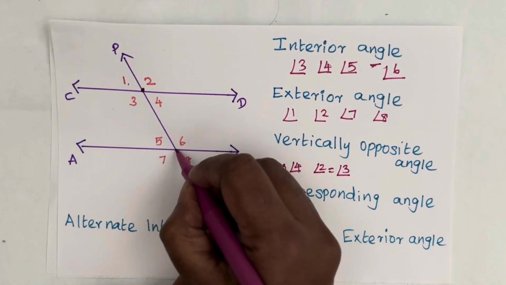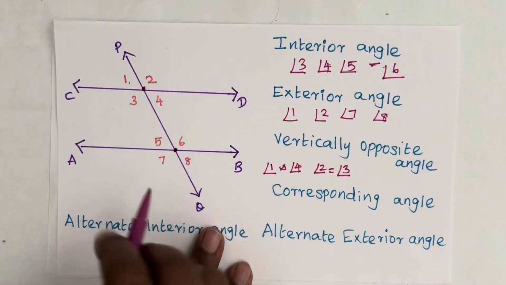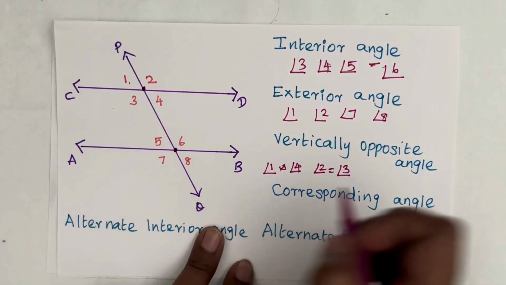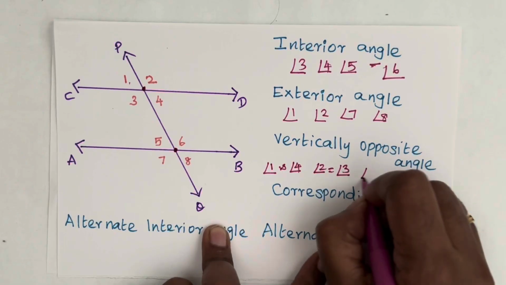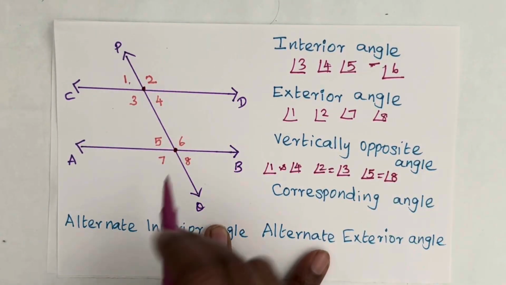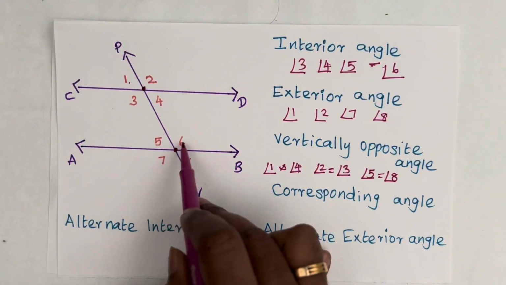Then at this intersection point, angle 5 and angle 8 are opposite. So angle 5 is equal to angle 8. Next, angle 6 and 7.